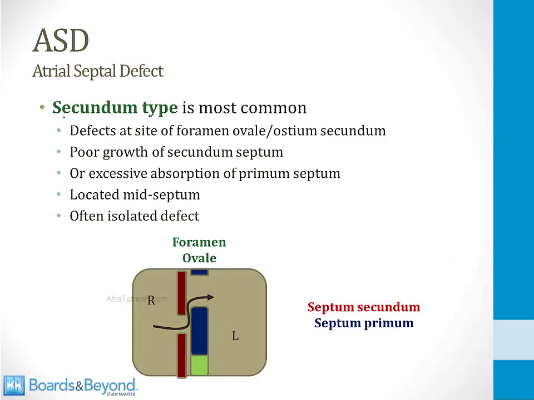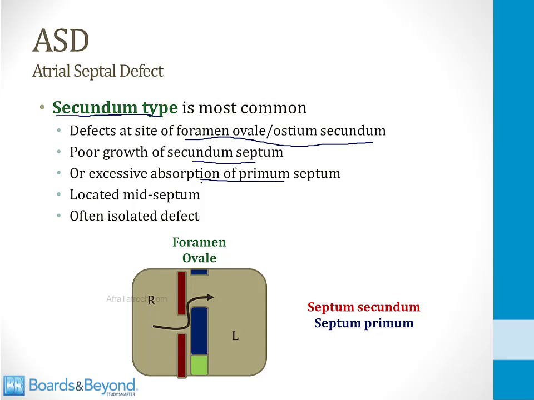There are a number of subtypes of ASDs. The most common subtype is called the secundum type. This is a defect in the wall between the left and right atria at the site of the foramen ovale and the ostium secundum. It's caused by either poor growth of the septum secundum or excessive absorption of the septum primum. I'll explain what I mean by this in a minute.